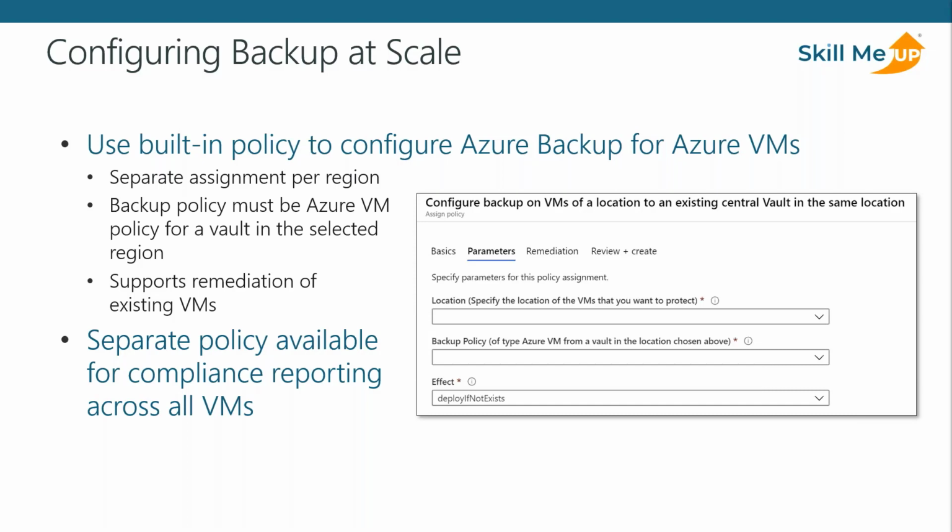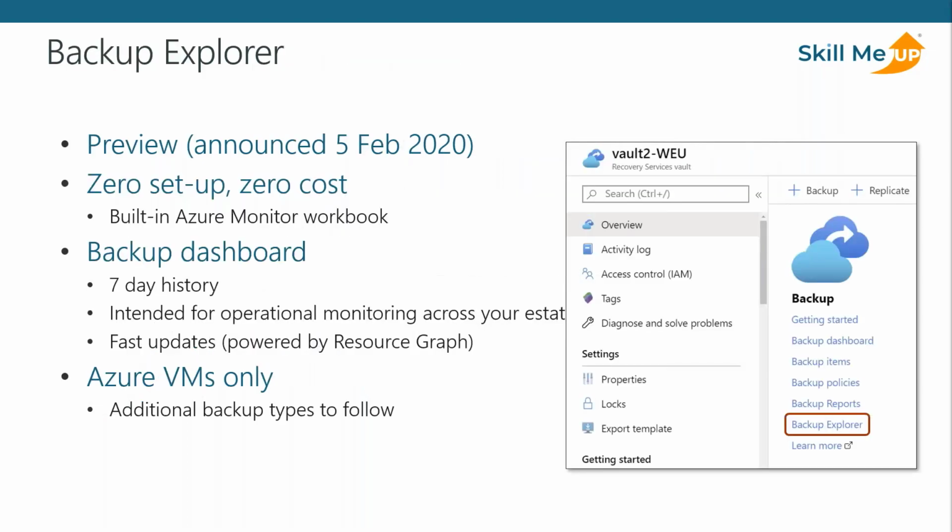There's also a service, a very new one. This was only announced as preview in February, which is Backup Explorer. And this is always there. It's a zero cost, zero setup workbook that is just giving you a very quick dashboard of your current backup status. Gives you a 7-day history, and it just updates straight away. It's up to date all the time. It's awesome. But it only covers your Azure VMs. It doesn't cover all of your other backup scenarios like your on-premise and your file shares and all that stuff. This is just your Azure VMs.